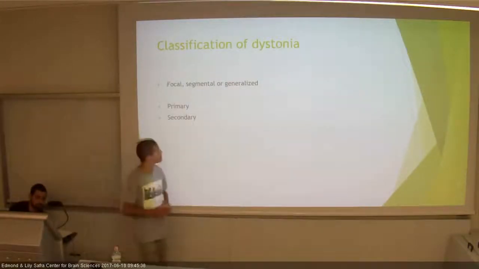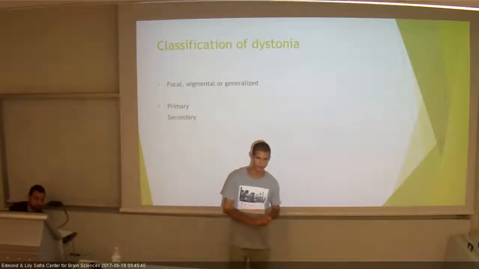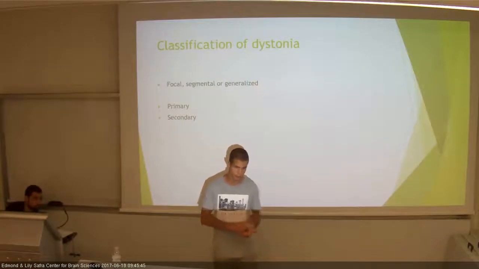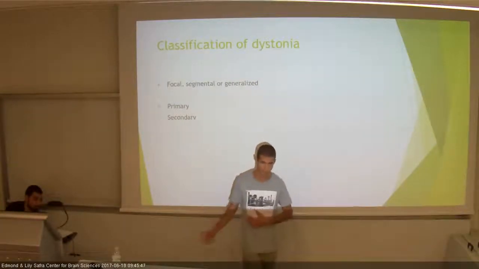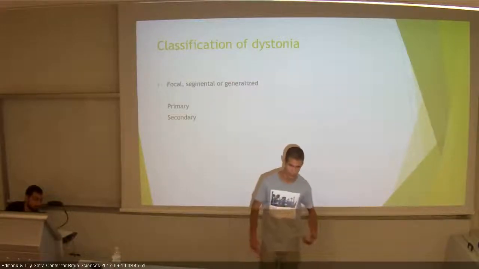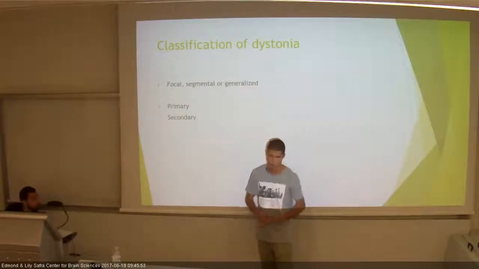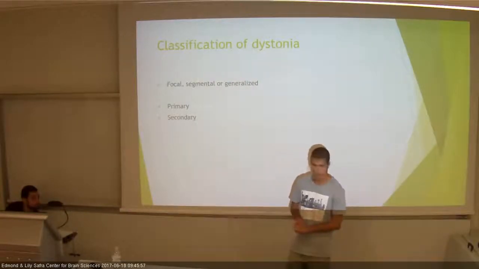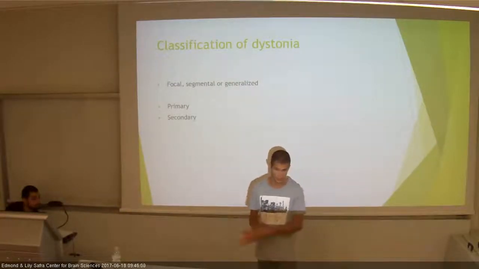Okay, a little bit about different types of dystonia. We classify dystonia into focal dystonia, that is constricted to a specific muscle or area, into segmental dystonia, that affects half of the body, or generalized dystonia, that affects all the body or many parts in the body. We can distinguish between primary dystonia and secondary dystonia.